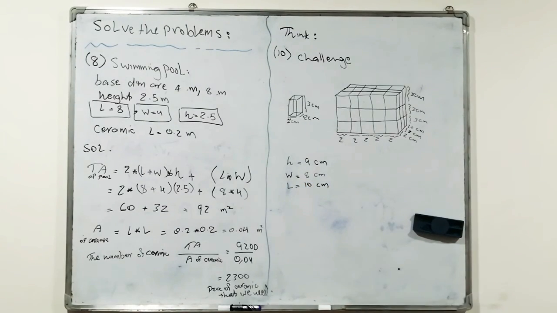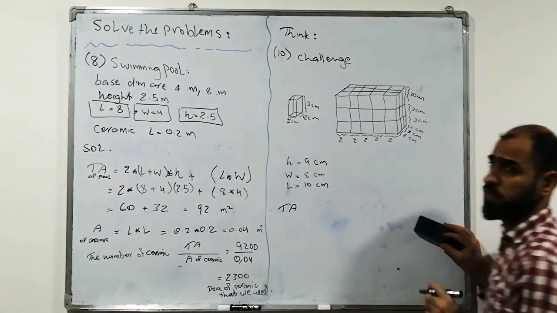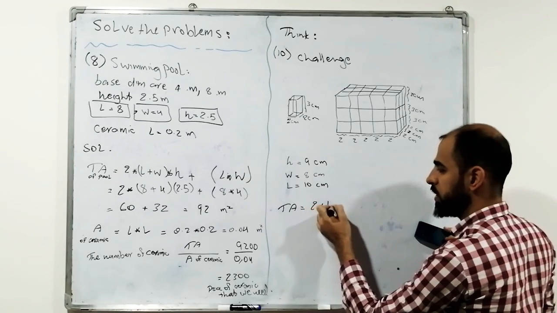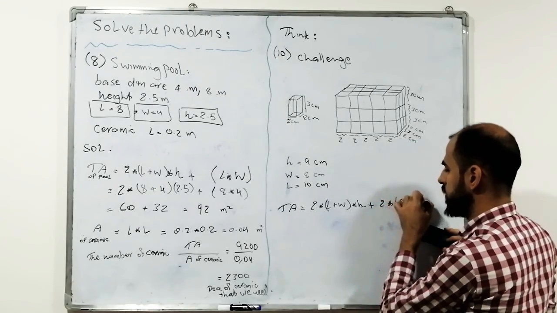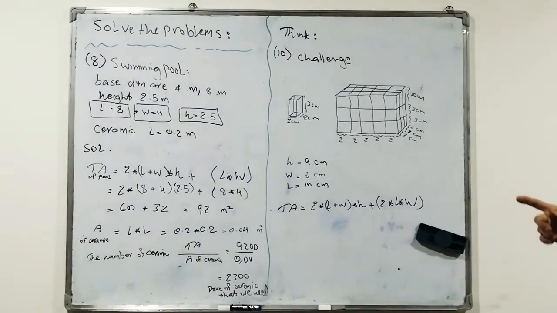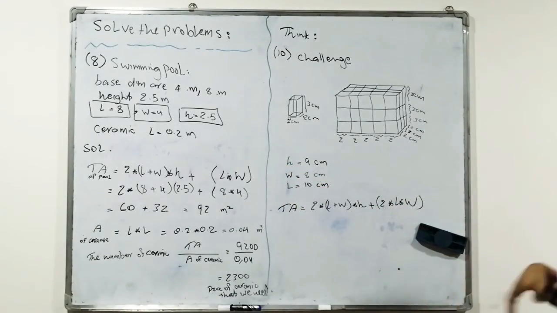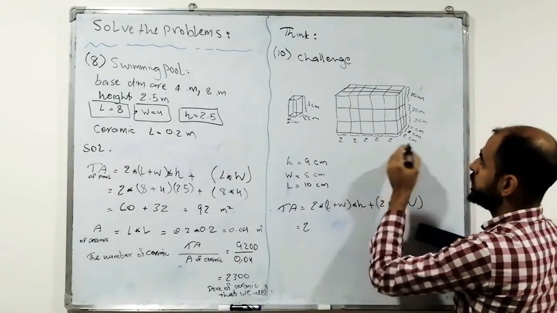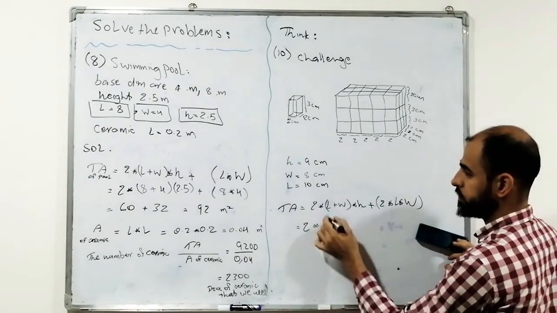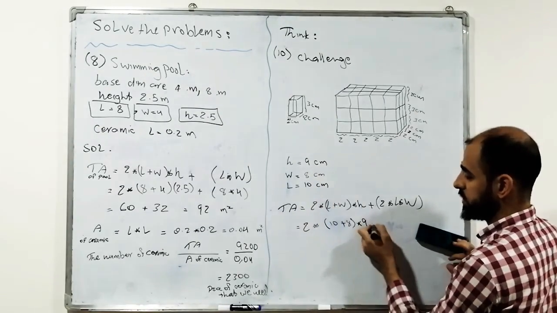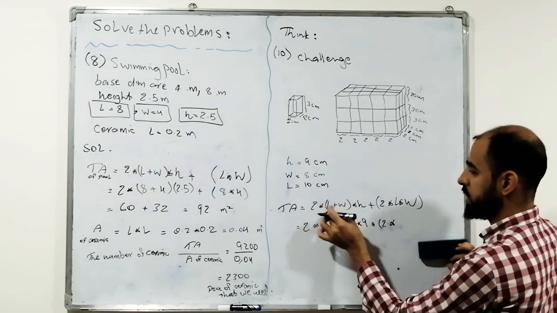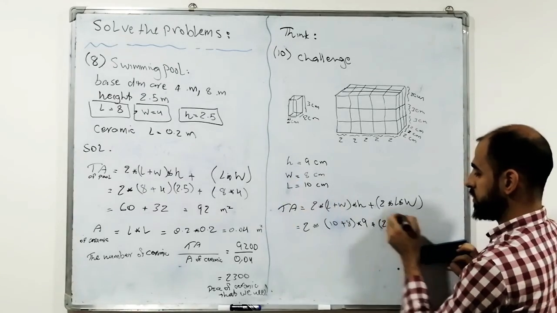Now he wants us to find the total area of the new geometric shape. For the total area, we will use the law of total area, which is 2 multiplying by length plus width, multiplying by height, plus 2 by length by width. By now substituting the values of the new height, new width and new length, it will be 2 multiplying by, the length is 10 plus the width is 6, by the height, which is 9, plus 2 multiplying by the length, which is 10, by the width, which is 6.